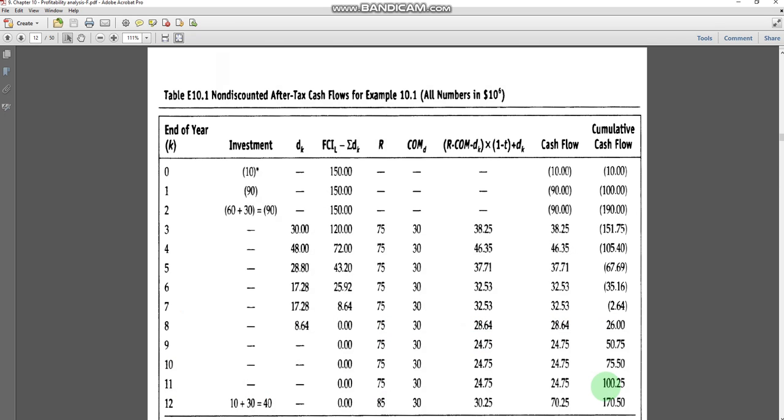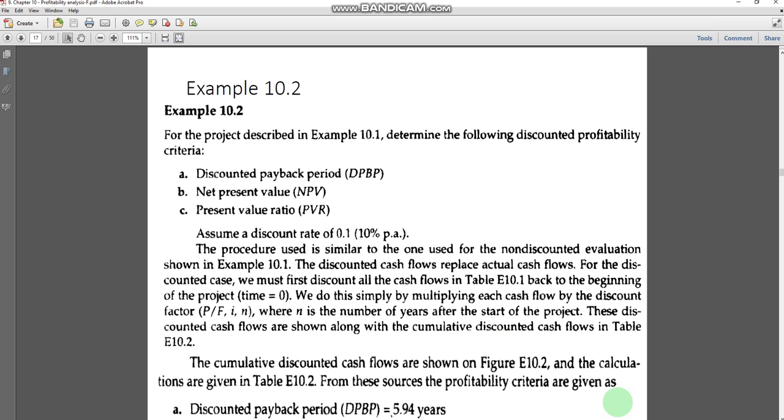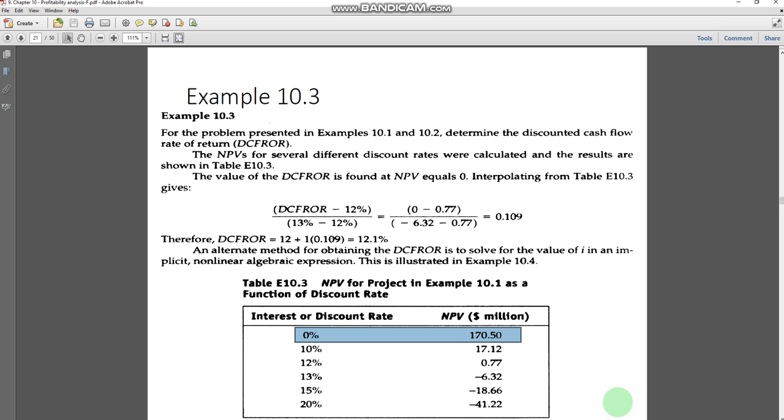You can see this one. Okay, so this one is the net present value, or the value that we get from the cumulative cash flow. And then you can have the new value for when you have the discount rate of 10%.